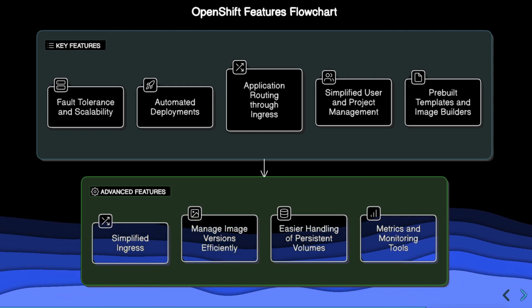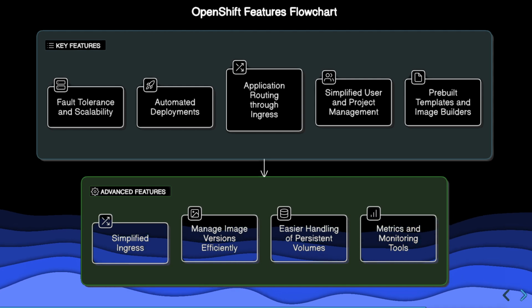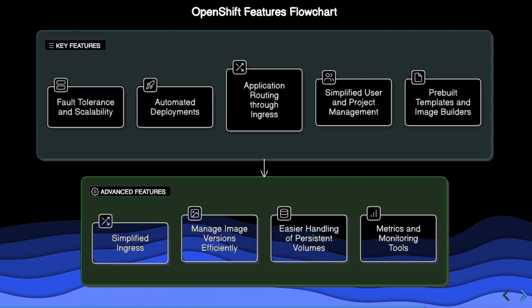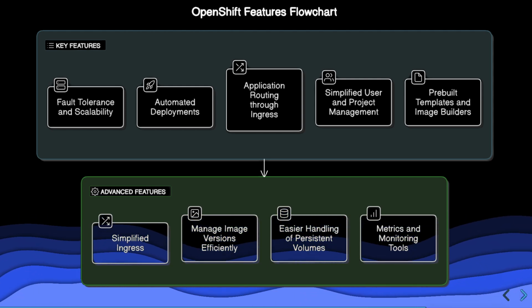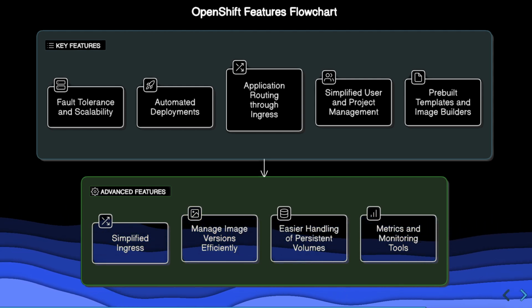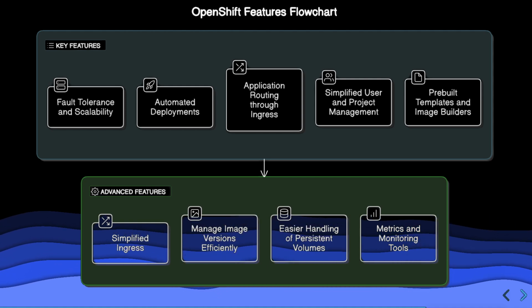Think of routes as intelligent traffic directors for your application. They make it easy to expose your services to the outside world using simple and memorable URLs. Gotcha. No need to mess with complex network configurations. Makes sense. And image streams provide a way to manage different versions of your application images, making updates and rollbacks a breeze.